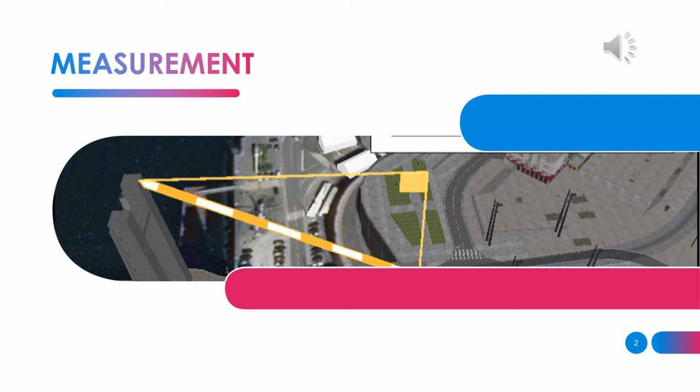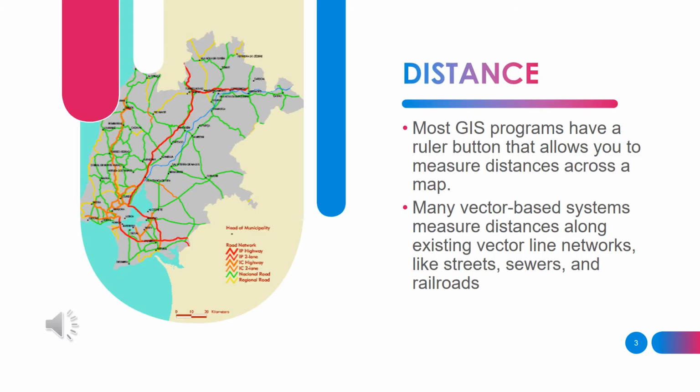Measurements are simple numerical values that describe aspects of geographic data, including distance, perimeter, and area. For distance, there are many ways to measure it. Most GIS programs have a ruler button that allows you to measure distance across a map. Many vector-based systems measure distance along vector line networks like streets, sewers, and railroads.